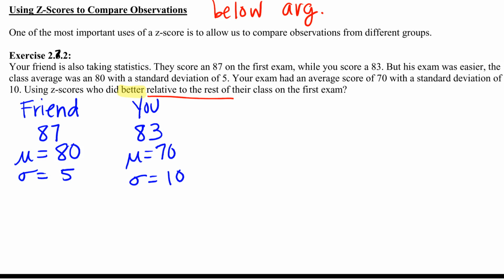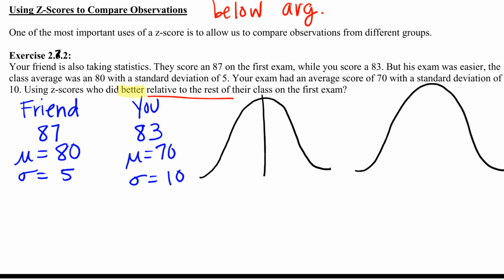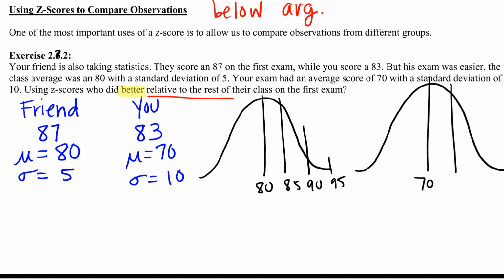We could obviously, and even on the tests, when I have this question, I usually say you can use z-scores or give me a drawing or diagram. So if you don't feel comfortable with the z-scores, but you feel real comfortable with the empirical rule, you could actually just do this and say, okay, well, the friend's was an 80, then the next one was an 85, 90, 95. Whereas in your class, 70, 80, 90, and 100. And you kind of just look at this and say, okay, well, you were an 83, and your friend's was an 87. That's probably bad.